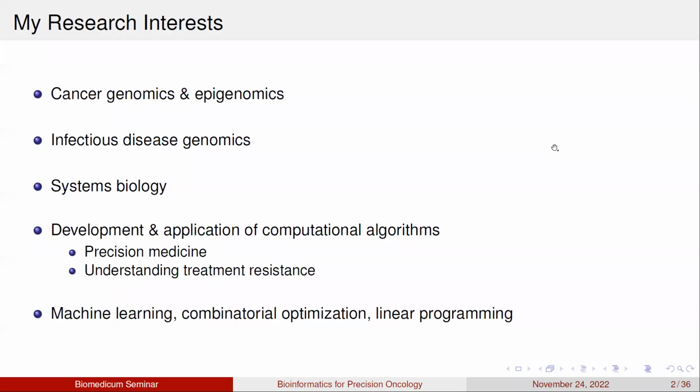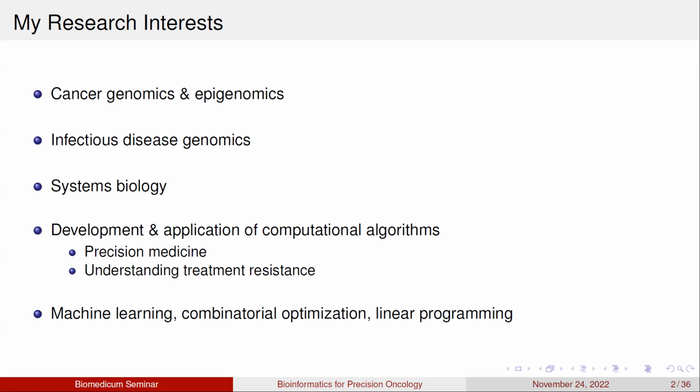just talk about the work that I do. It's mostly at the intersection of cancer genomics, epigenomics, and infectious disease genomics. I use different systems biology techniques to work in different areas of precision medicine and to understand treatment resistance of different diseases, and I try to build bioinformatics algorithms to solve challenging biological problems. In this, I use different kinds of machine learning techniques, combinatorial optimization, and linear programming. You'll get a taste of some of these in my talk today.